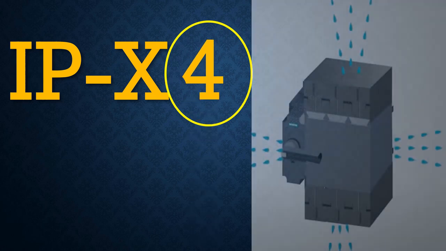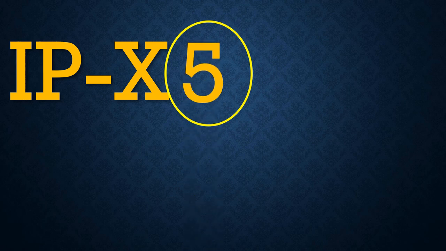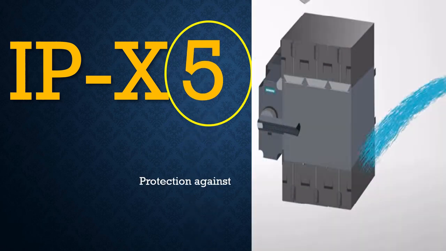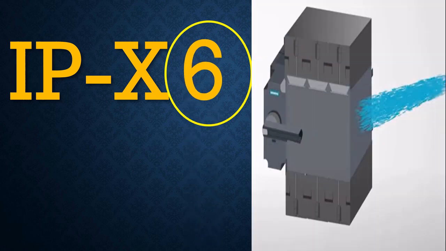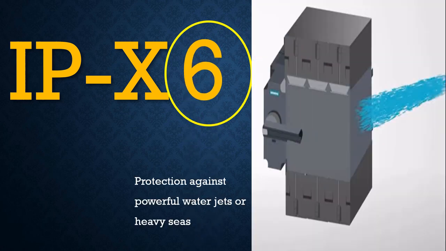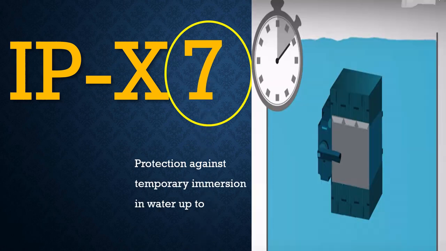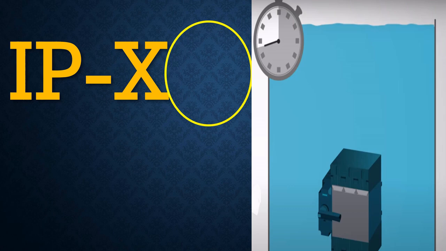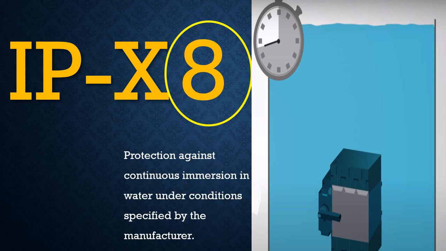4 means protection against water splashes from any direction. 5 means protection against water jets from any direction. 6 means protection against powerful water jets or heavy seas. 7 means protection against temporary immersion in water up to 1 meter for 30 minutes. 8 means protection against continuous immersion in water under conditions specified by the manufacturer.